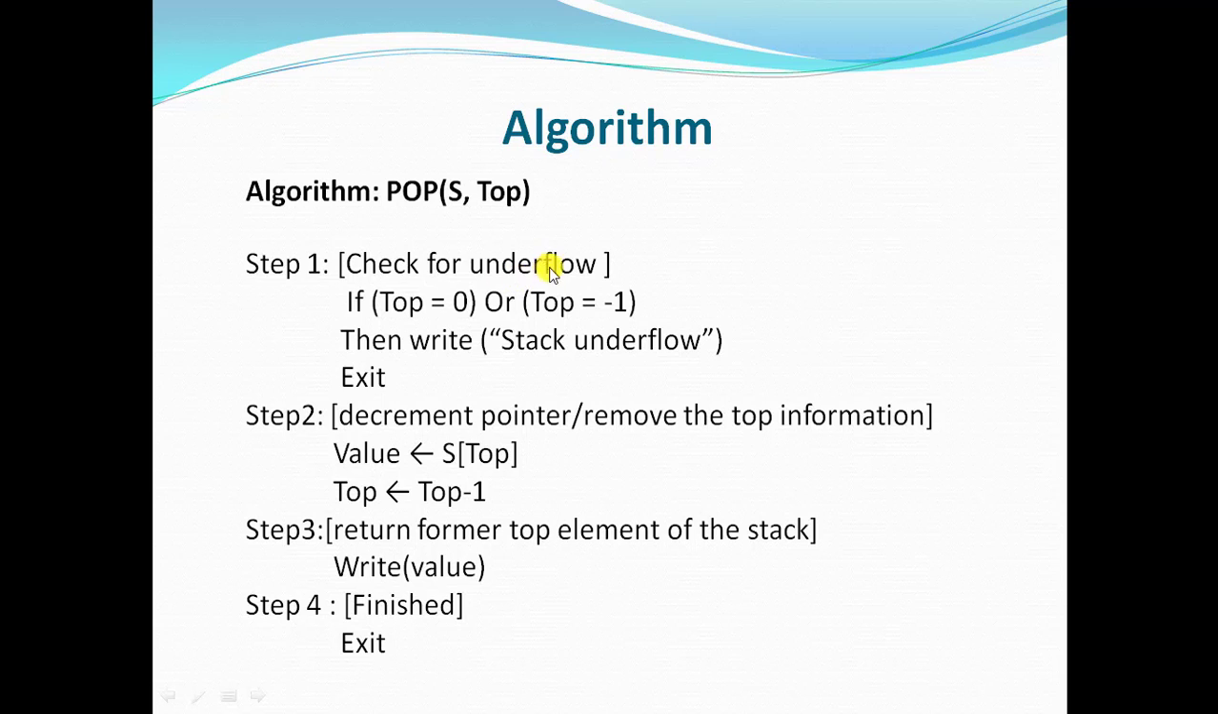First we have to check the underflow condition. If top is equal to 0 or top is equal to -1, we have to print stack is underflow. And then if it is not an underflow condition, that means we can remove an element from the stack. For that, we have to assign the value from the top of the stack, then decrement the top pointer, that is top is equal to top minus 1, and write the value, the element which is deleted.